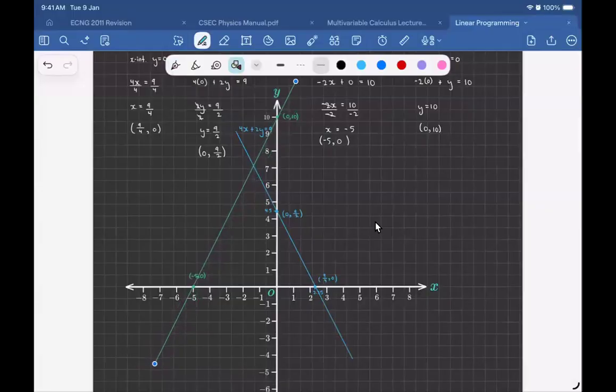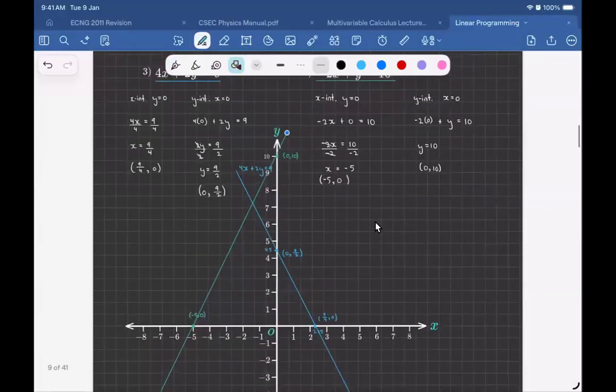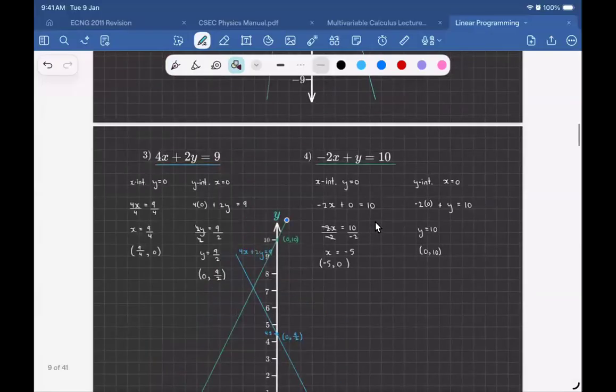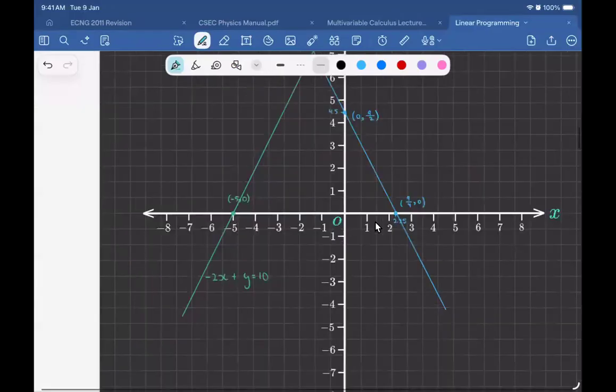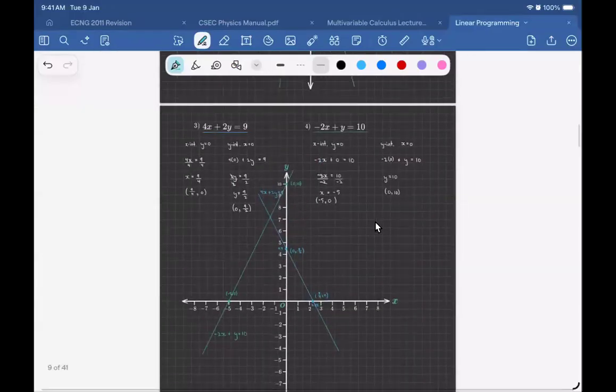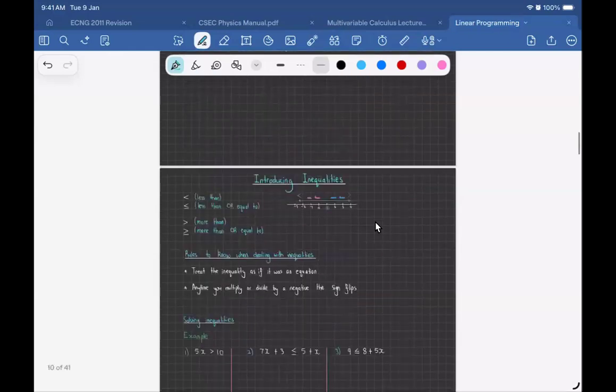And what's the equation for this line? Do you remember? Minus 2x plus y equals 10. Right. Minus 2x plus y is equal to 10. Okay, good. Just to recap, anytime you have to draw a line, we typically find the x-intercept and the y-intercept. At the x-intercept, y is 0. At the y-intercept, x is 0. Right, gonna move on now.